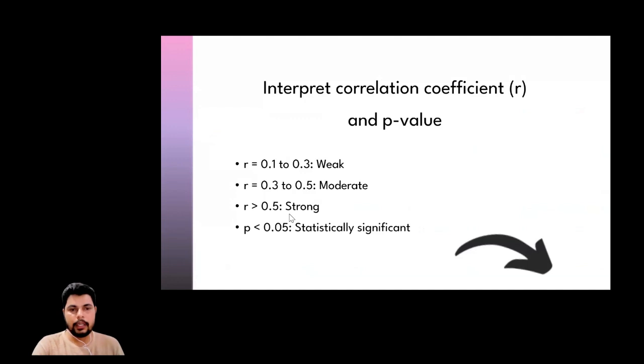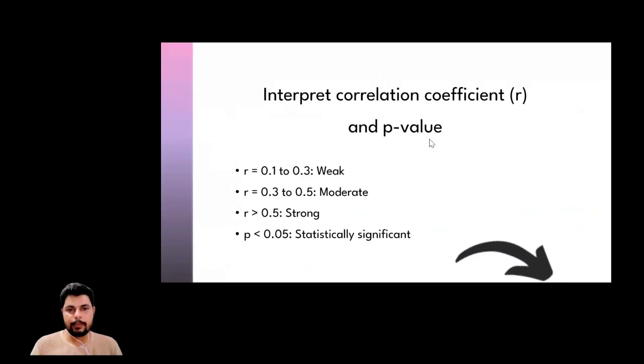So we have to interpret the results. When we interpret the results, two main things must be noticed. One is the correlation coefficient, and the other is the p-value. The p-value is the probability significance value. It means 0.05 is a significant value. It means we have 5% error chances.